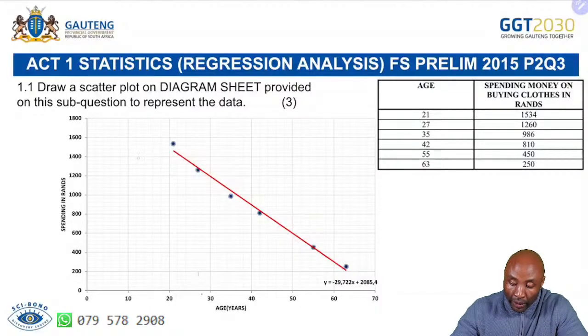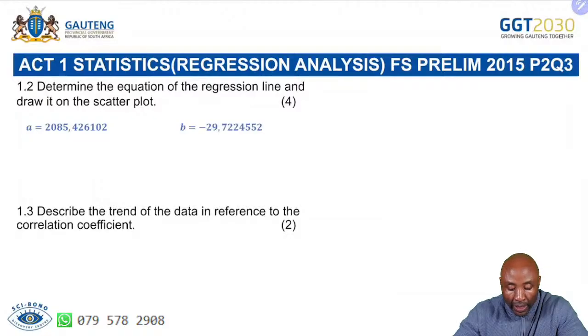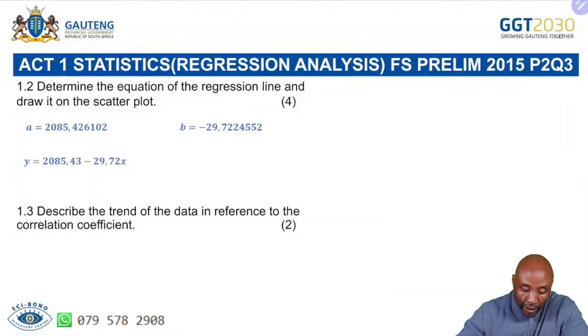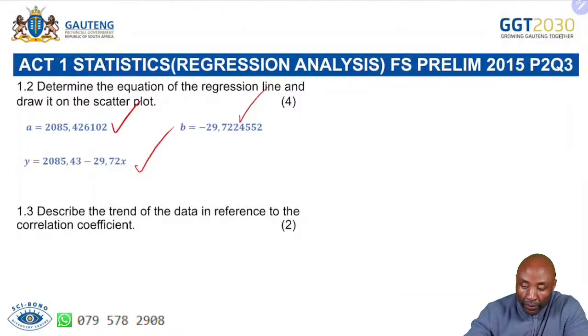For the 1.2, we are supposed to determine our least squares regression equation. So we are using our calculators there. We got our A as 2085.43. Our B, we are getting negative 29.7224552. Now we get our equation as such. So this will be our mark, and for our equation.